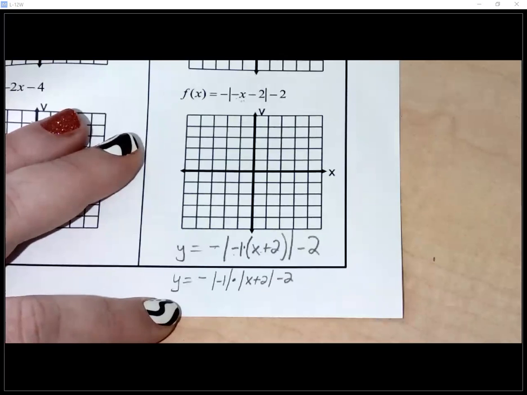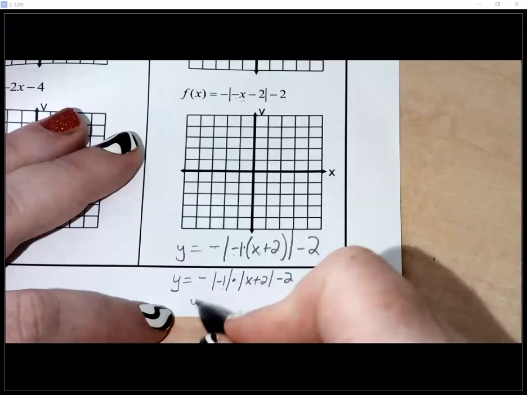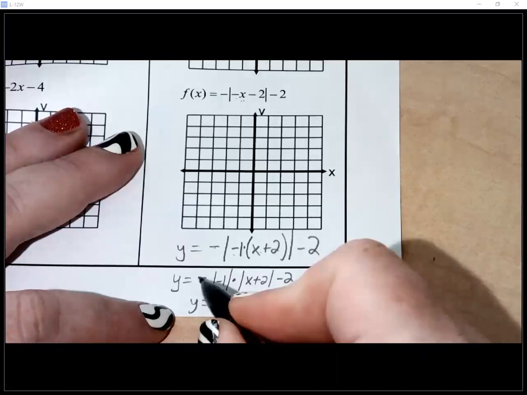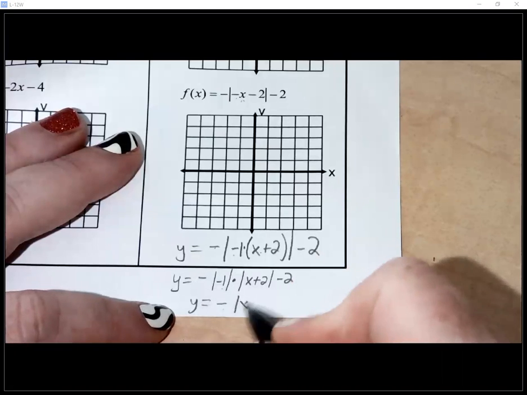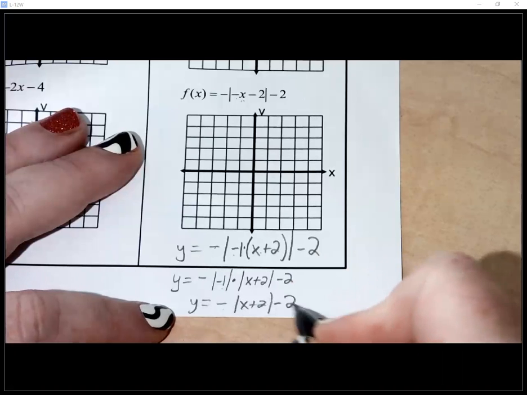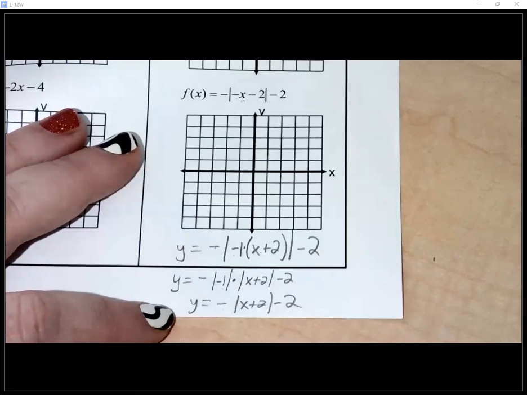As long as it's a product, you can split up a product. So I did. And now I know the absolute value of -1 is just 1, right? So essentially that goes away and I end up with this. That negative is still there from before, x plus 2 minus 2. You don't have to do that part, but why not? Just make things simpler. And why does that work?